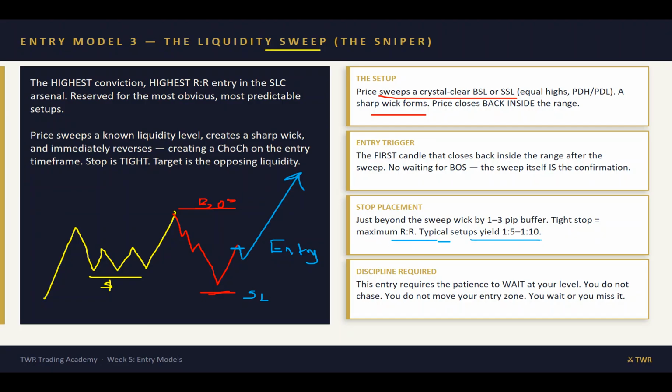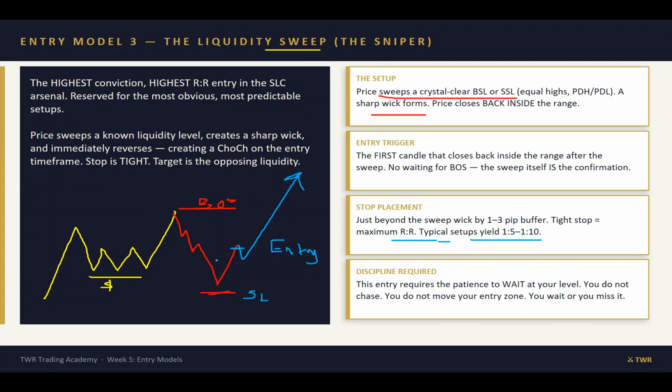Typical leads for 1 to 5 to 1 to 10 RR, risk to reward. Okay? Here, discipline is very required. The entry requires patience to wait at your level. Okay? You do not chase, you wait. You do not move your entry zone. You wait or you miss it. So it's a quick one. It's the sniper entry. The best ones are once more.